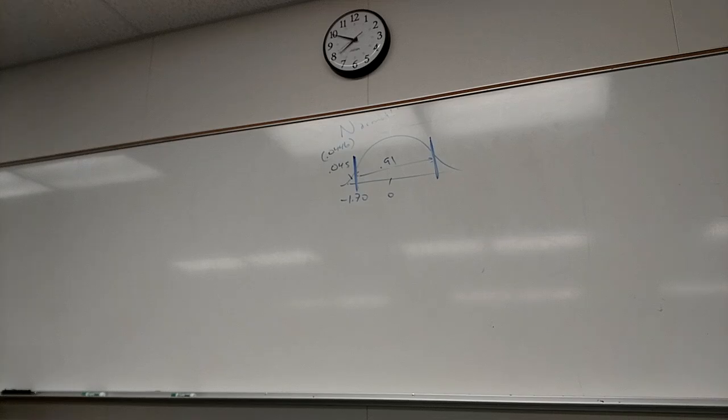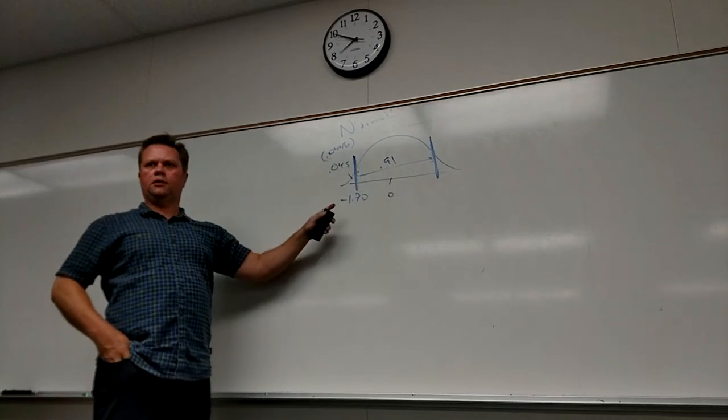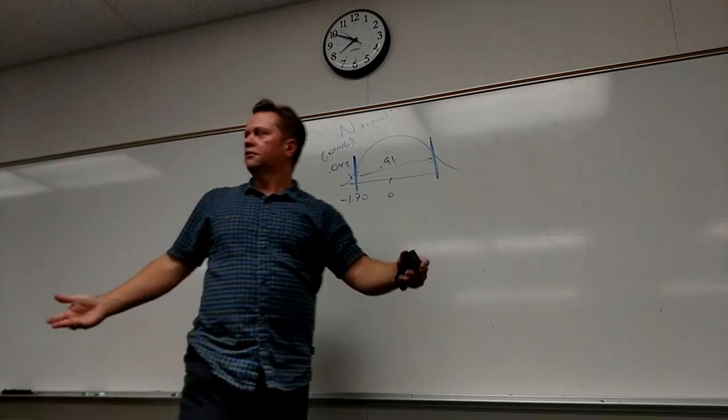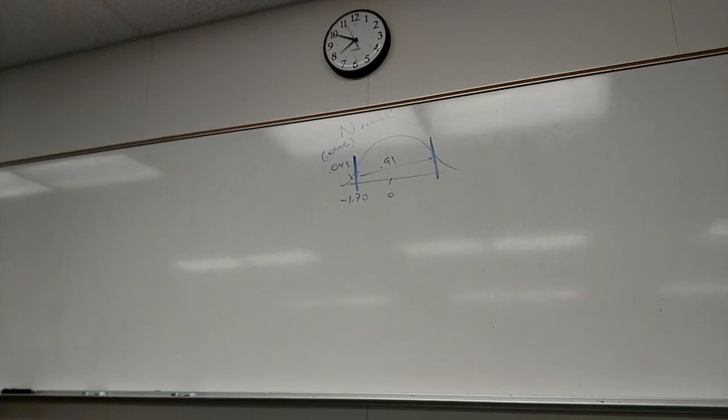So that's not 0.045, it's a negative because it's a z-score. This z-score is below the mean, so I know it's going to be negative. Plus 0.045 has to be on the negative side because the other side starts at 0.5.